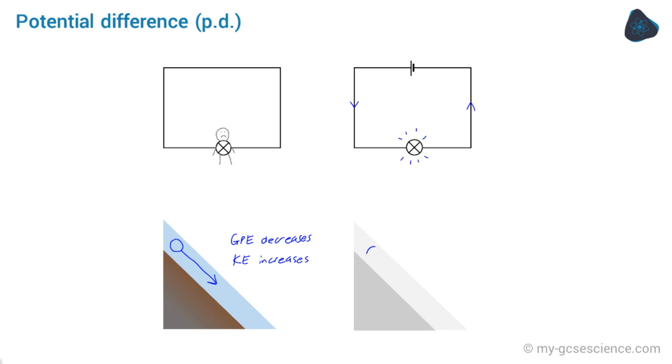In the same way, when a charge leaves the cell in an electric circuit, it has a maximum amount of electric potential energy, or EPE for short. As it travels through the circuit and flows through different components, its EPE will decrease, and the energy it loses will be given to components in the circuit.